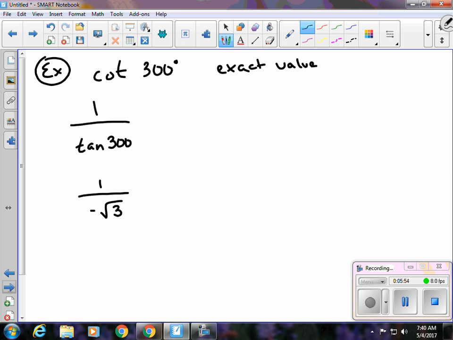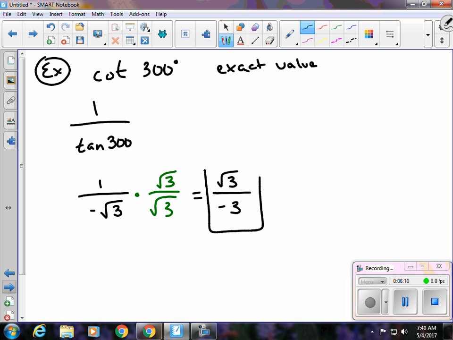So the nice thing is we didn't have a fraction there that we needed to convert. So now I need to multiply by the square root of 3 to the top and the bottom, which is going to give me square root 3 over negative 3. And that right there is the cotangent of 300 degrees.